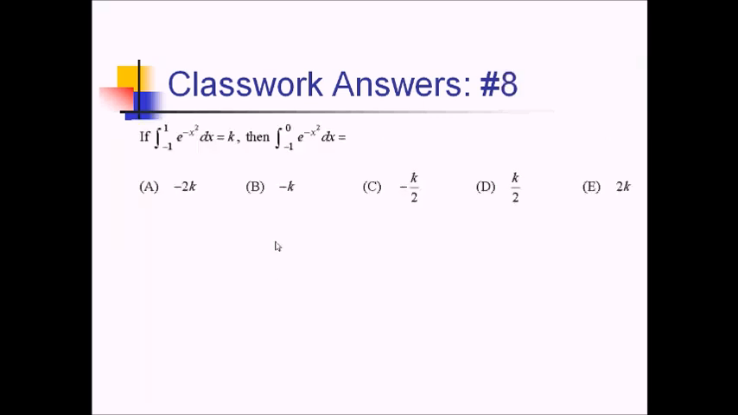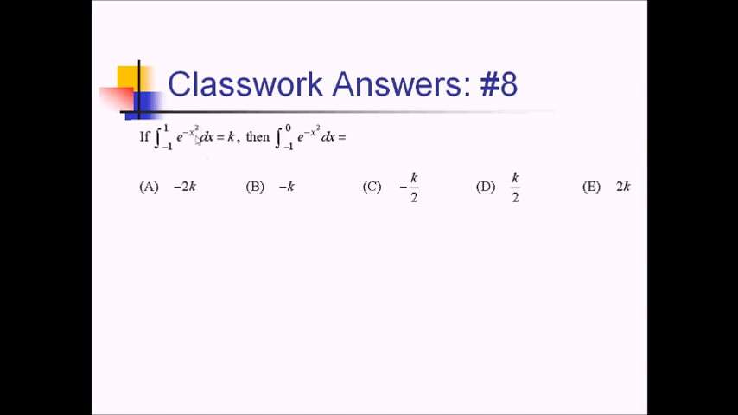This problem was a little bit tricky. If the integral from -1 to 1 of e to the negative x squared equals k, then they want to know the integral from -1 to 0 of that same function. So the key on this problem is recognizing that this is an even function.